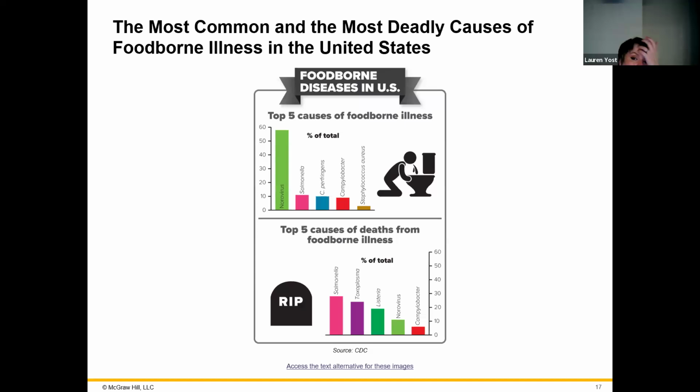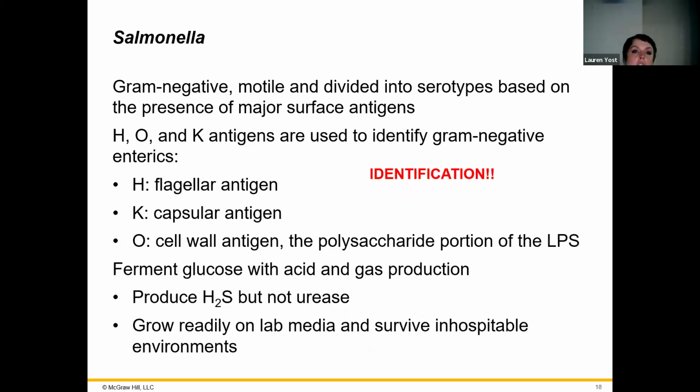So these are the top causes of foodborne illnesses, as well as the ones that are most likely going to lead to death. We're going to talk about most of these today.